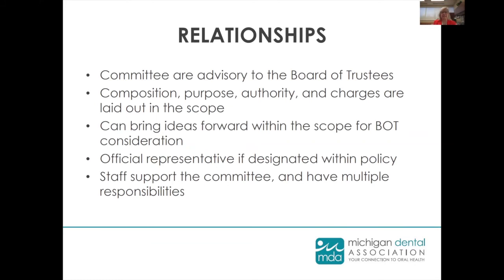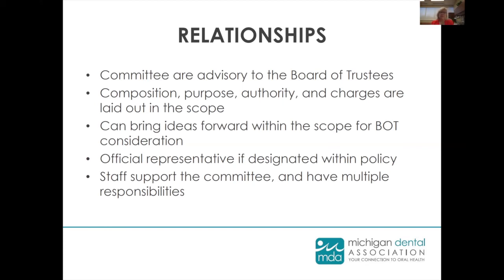Talking about the relationships between the committees and the board. I mentioned earlier this evening that committees are advisory to the board. Their composition, purpose, authority, and charges are laid out in what we call the scope. And at your first committee meeting for the year, your director and your committee chair will go over for you what the scope of your committee is for the year. Now, you as a committee can bring ideas forward within the scope for board consideration, even if it's not included in the charges.